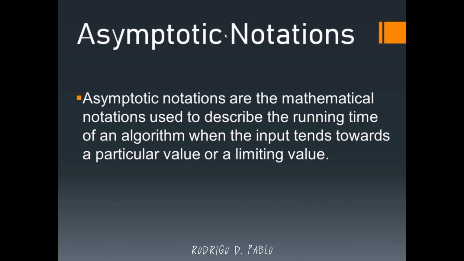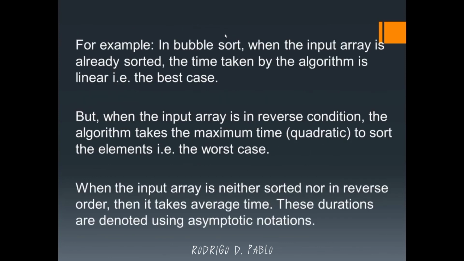Next is the asymptotic notation. Asymptotic notations are the mathematical notations used to describe the running time of an algorithm when the input tends toward a particular value or a limiting value.